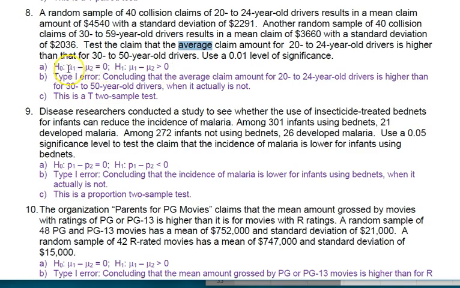Our hypotheses look like this, with mu sub 1 and mu sub 2, the 2 different means. And since we're talking about the 20 to 24-year-olds first, we're saying their claims are higher, so this would be a greater than for our inequality. A type 1 error would be concluding that the average for the 20 to 24-year-olds is higher than it is for the 30 to 50-year-olds when it actually isn't.